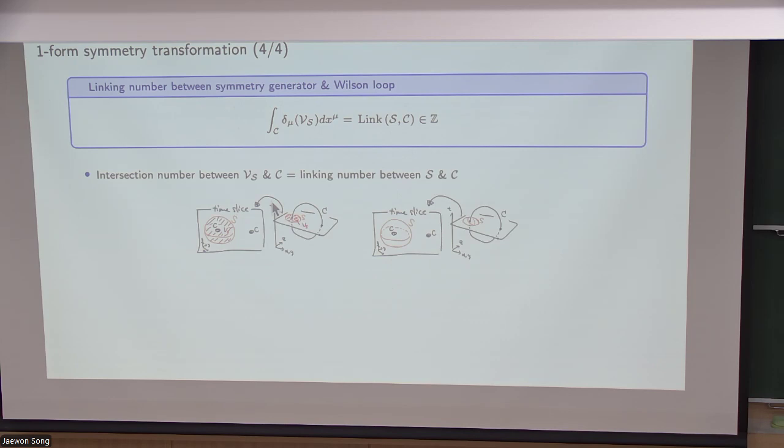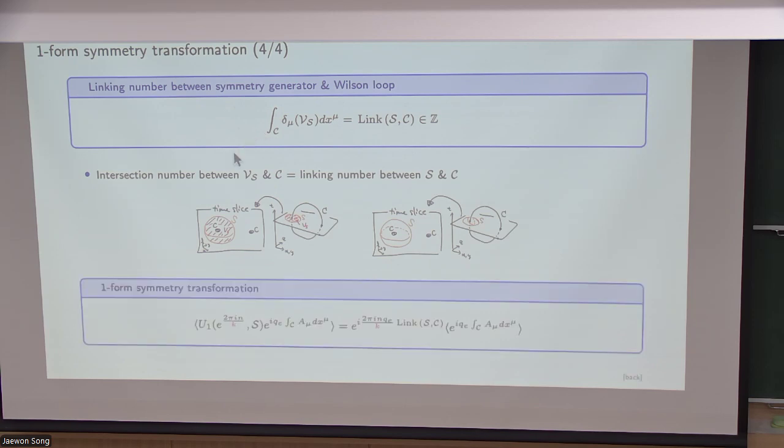Of course, we can rewrite this integral by using Stokes theorem or the Green function, and we have the four-dimensional expression of the Gauss linking number. So we have the one-form symmetry transformation. The one-form symmetry generator is absorbed and the Aharonov-Bohm phase is generated.